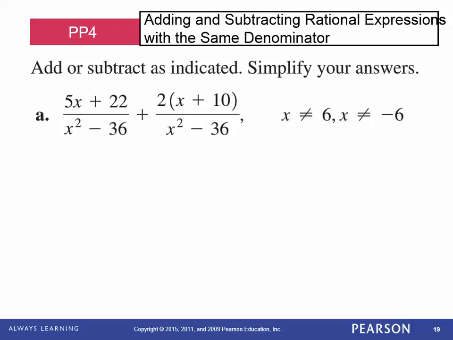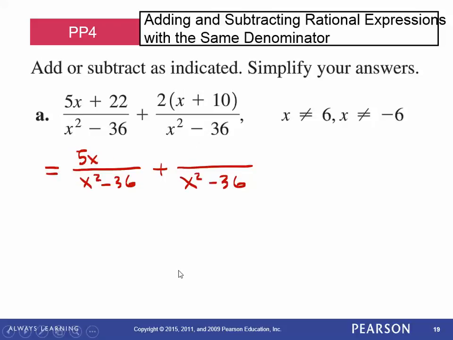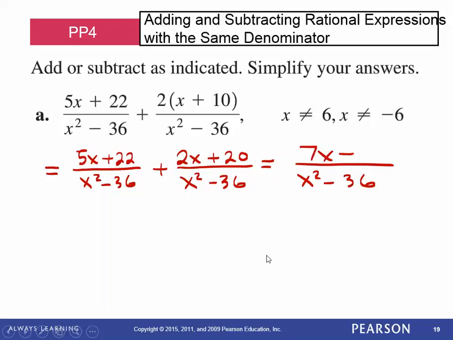Alright, let me start it as well here, just so we keep on going. The only thing to do here, because the denominators are exactly the same, is we just have to multiply the 2 in here, so everything else remains the same, except that second fraction now becomes 2x plus 20. Then we keep the denominator exactly the same, x squared minus 36 on the bottom, and we're just adding the tops together, like terms, which gives you 7x plus 42.